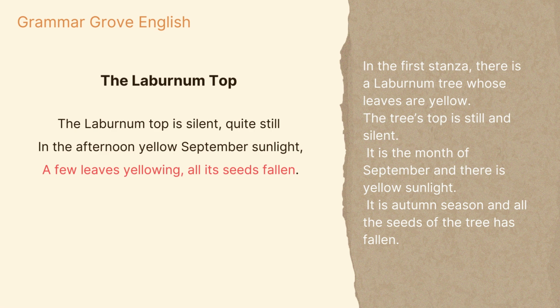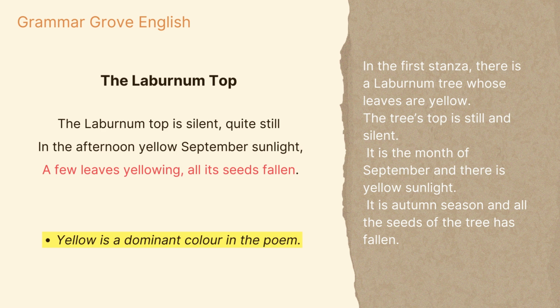All its seeds fallen. So we see that yellow is a dominant color in the first stanza of the poem because it is describing the season of autumn. And all the seeds of the tree have fallen. The poet has used the word yellow to describe the leaves and the sunlight. Yellow here symbolizes silence and beauty. All throughout the poem, we will see that yellow is a dominant color.